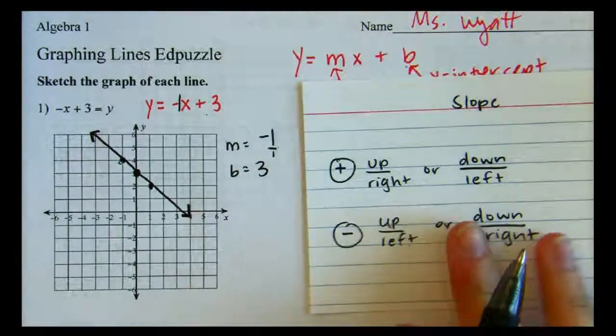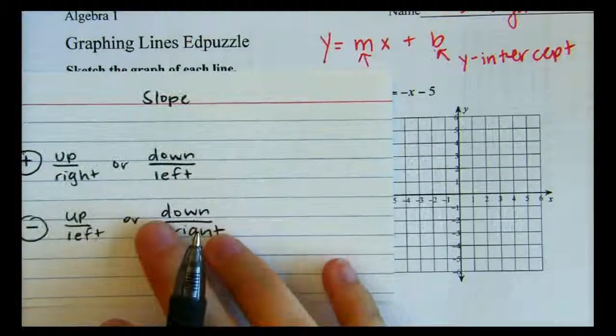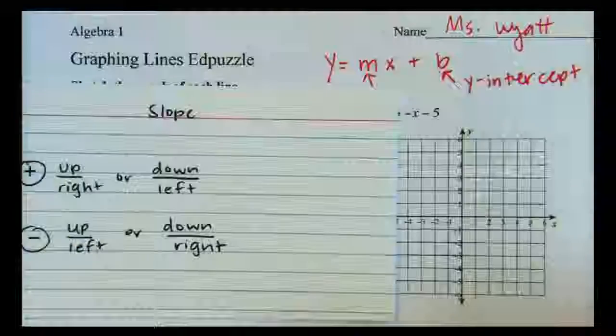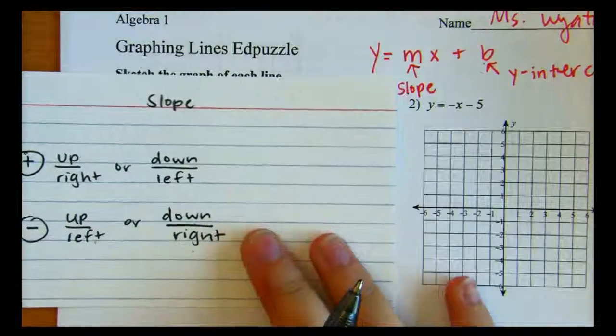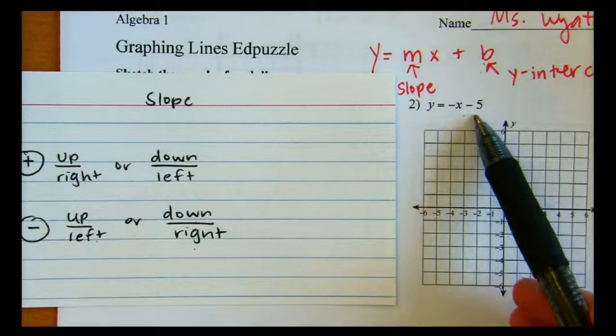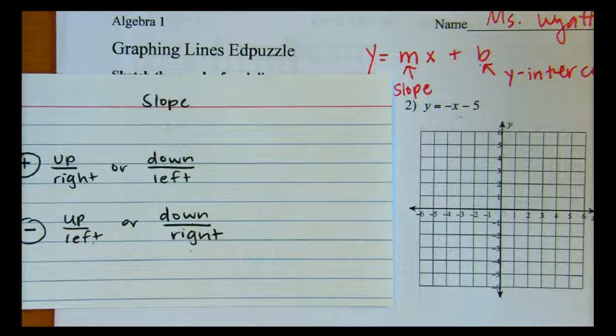Okay? On your own, you can use my slope card. I want you to graph this line y equals negative x minus 5. And you're going to compare your answer, or your graph, with the graphs up on Edpuzzle.